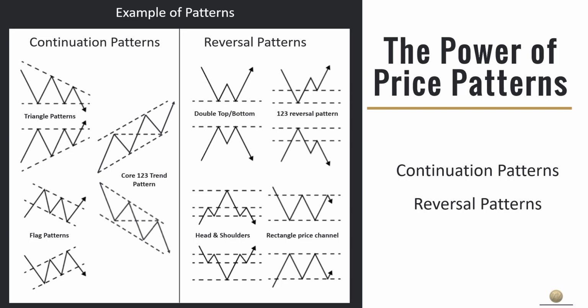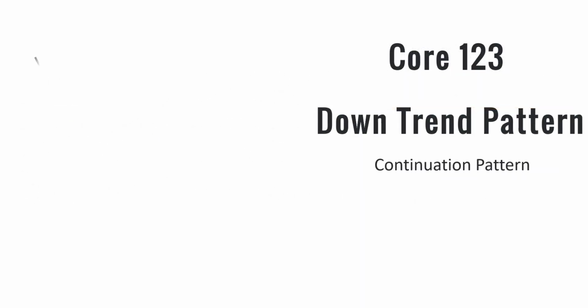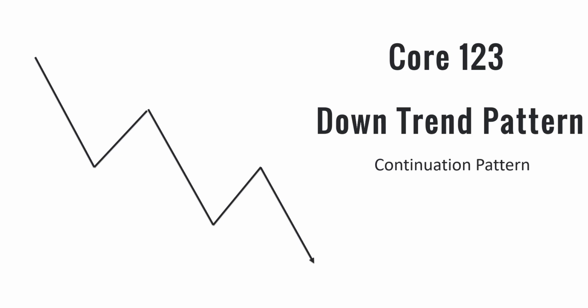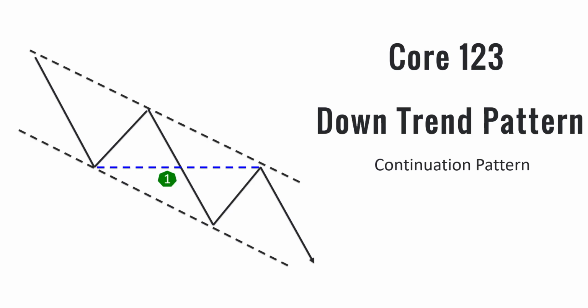Now, continuation patterns have a tendency to repeat themselves until they form a reversal pattern. Once again, the core 1, 2, 3 pattern on the downside is what we call a lower low, lower high. In looking at the lower low, lower high, you have a clearly established bearish downtrend. But what creates the bearish downtrend is the breaking of support. The breaking of support is step 1 in the bearish 1, 2, 3 pattern, lower low, lower high.